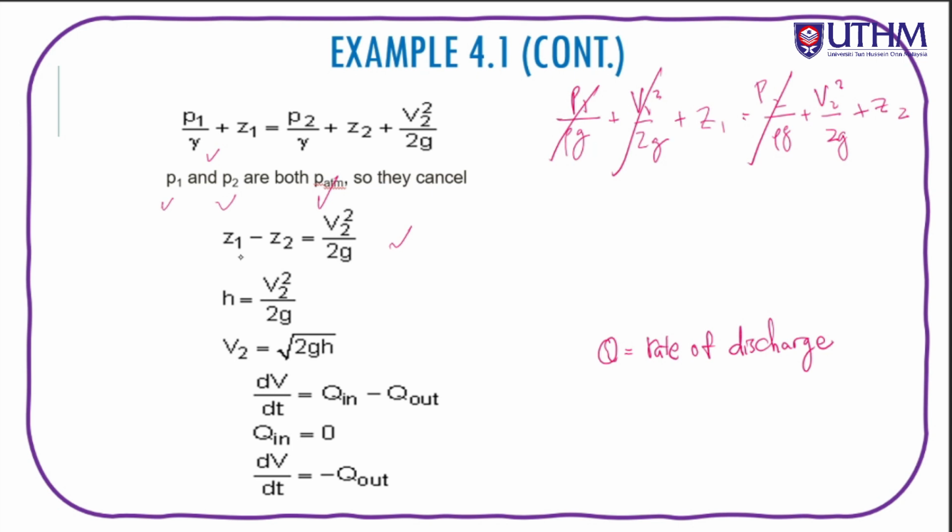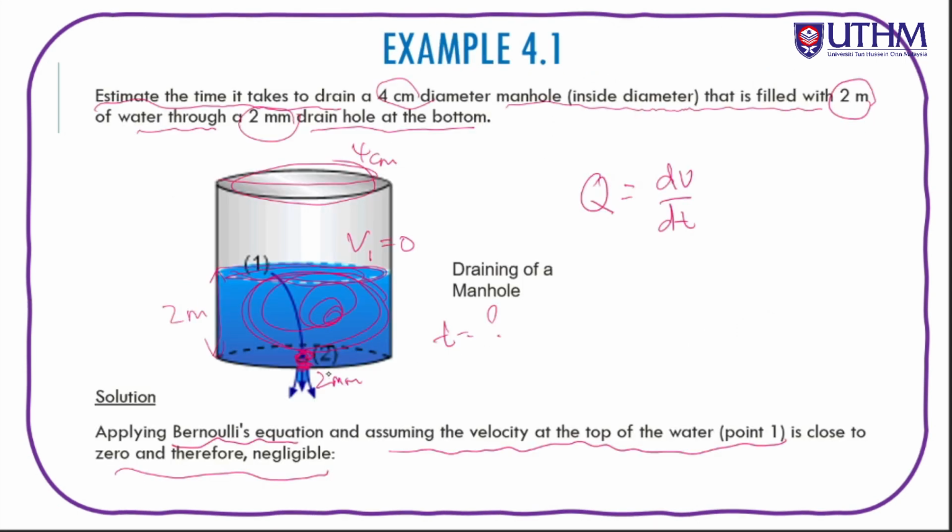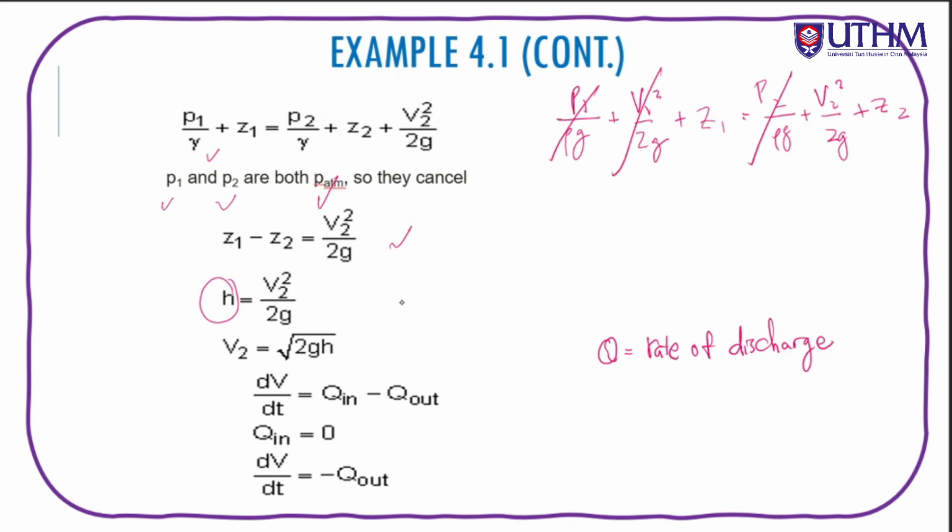And then since Z1 minus Z2 is actually the value of H lah, since dekat sini adalah Z2, sini Z1, so this tinggi is actually kita consider H lah. Kita jangan substitute dua ni, kita leave it as H. So H equals to V2 squared over 2G, in which V2 equals to square root of 2GH. Okay, yang ni seperti macam mana kita dapat sebelum ni juga.